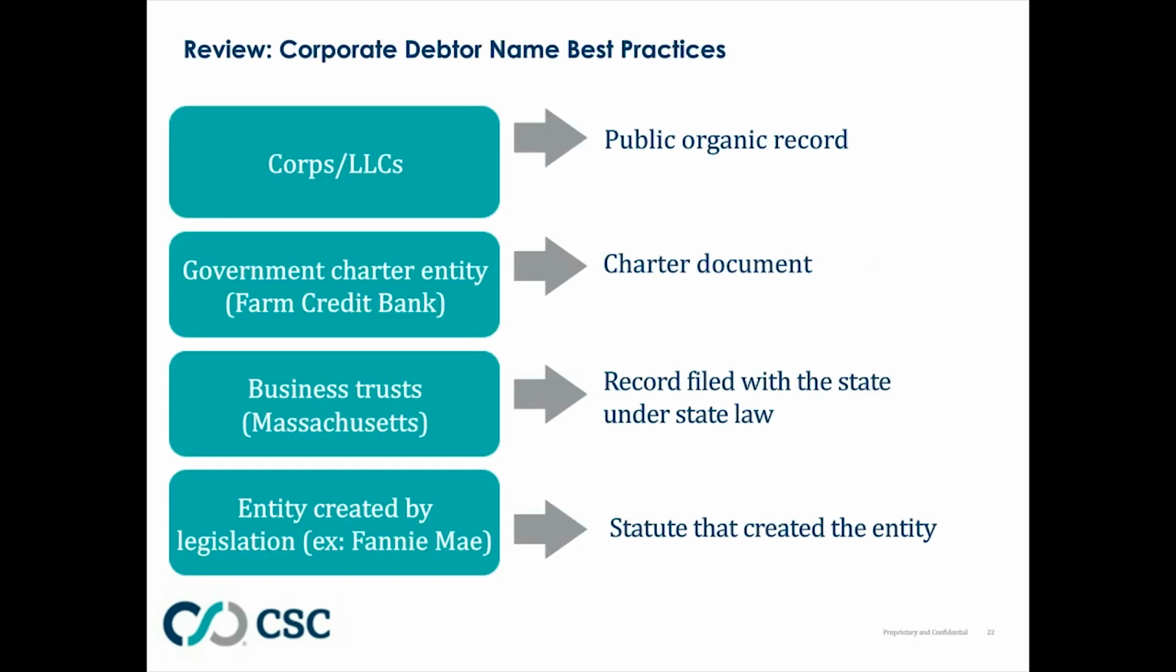So to review, corporate debtor name best practices. Here, this kind of shows you where to go with these entities. On the left side, again, entity types. You have your corporations, LLCs. You want to use the public organic record. Government charter entity, for example, like a Farm Credit Bank, you want to use the name on the charter document. Business trusts, like those found in Massachusetts, you want to use the record filed with the state under the state law. And then we have, what we've seen in recent times, entities created by legislation like Fannie Mae. There you would use the name on the statute that created the entity.